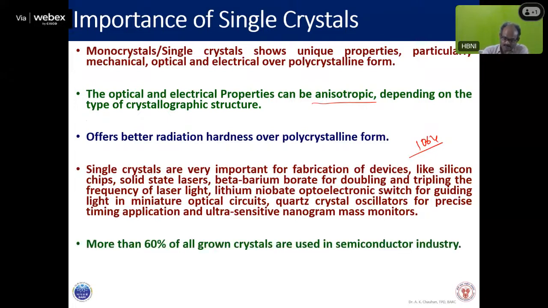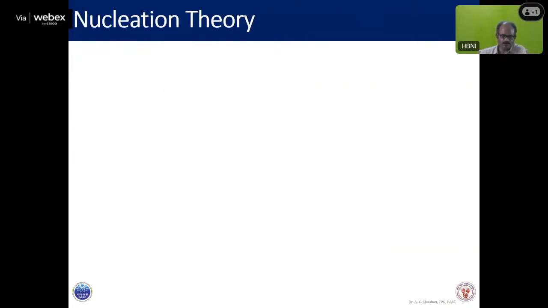More than 60% of the crystals are used in the semiconductor industry. So you can understand the importance of single crystals in the semiconductor industry, and you know very well that most of the devices are made of semiconductors. So crystals are therefore very, very useful.